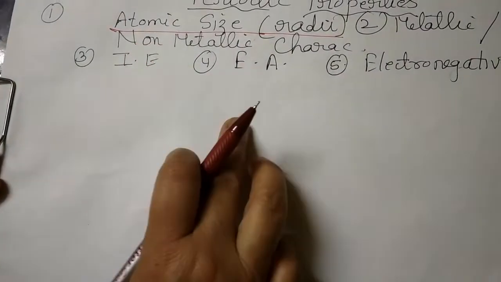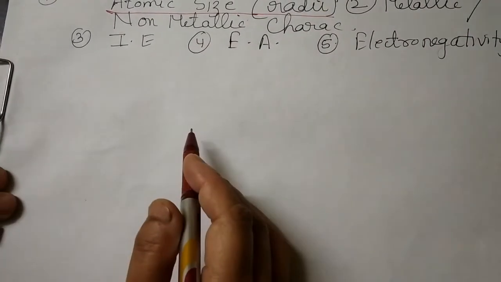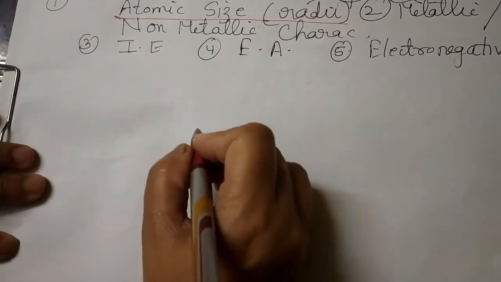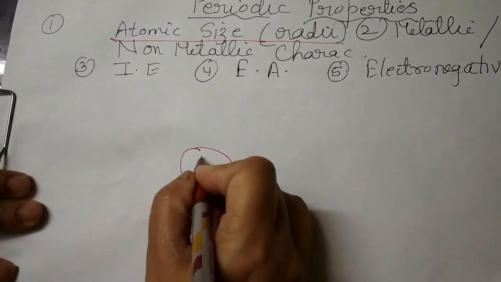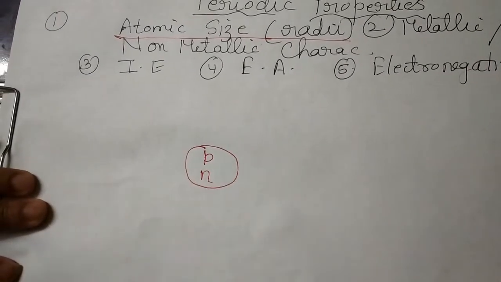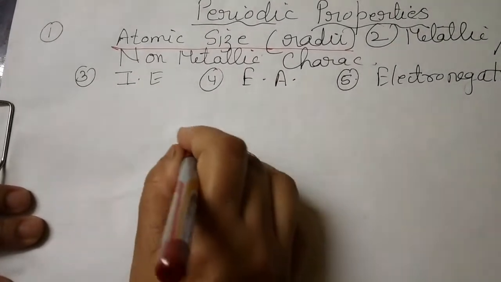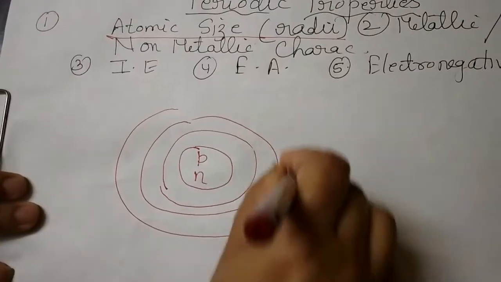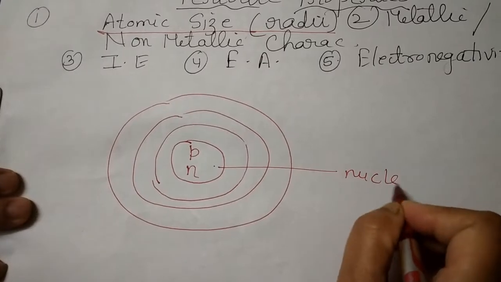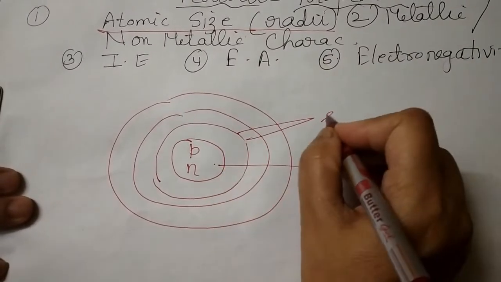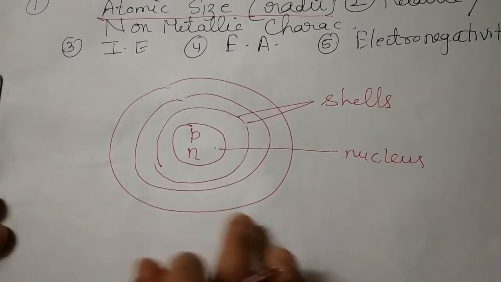Now, before we start atomic size or atomic radii, let me tell you about the very general structure of an atom. Suppose we have the structure of an atom as, this is the nucleus, in which protons and neutrons are present. Then we have the extra-nuclear region in which a number of shells are present. So this is the nucleus part, and these are the shells. You all are quite aware of this from class 9th.